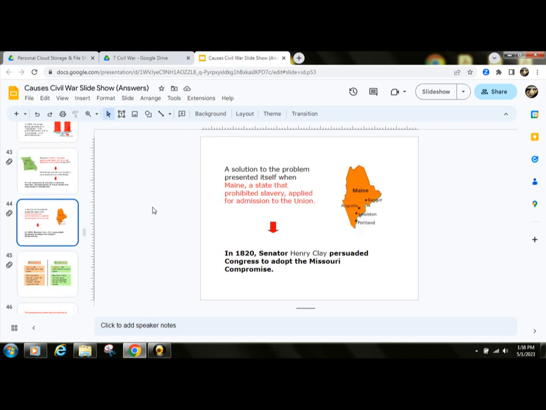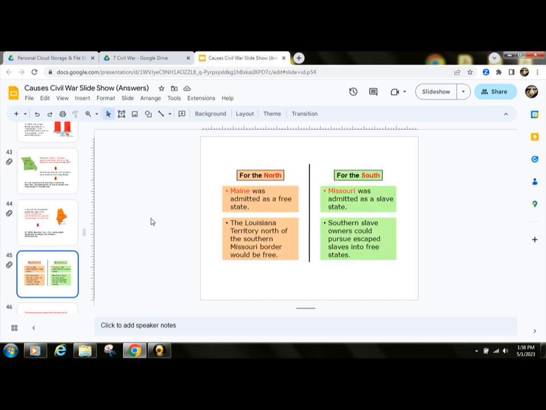So, a solution to the problem with Missouri presented itself when Maine, a state that prohibited slavery, applied for admission to the Union. In 1820, Senator Henry Clay persuaded Congress to adopt the Missouri Compromise. So the Missouri Compromise, for the North, Maine was admitted as a free state, and then the Louisiana Territory north of the southern Missouri border would be free. Okay, so we're getting into some kind of systematic line here.